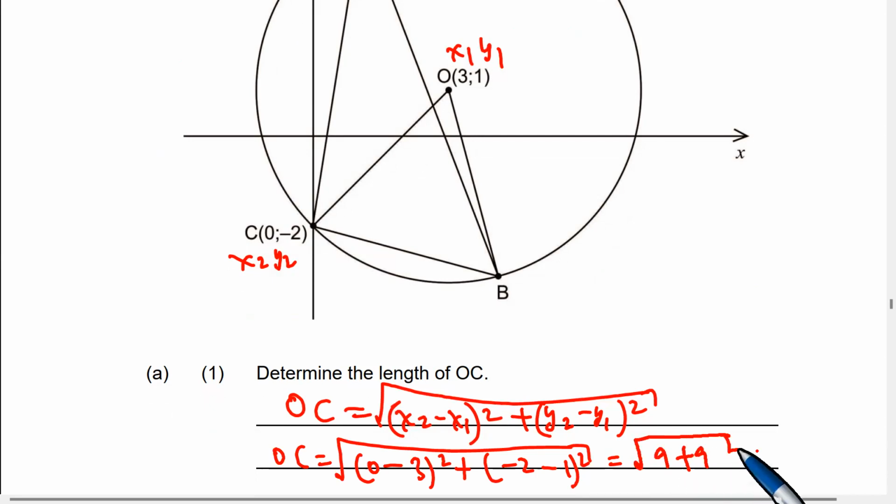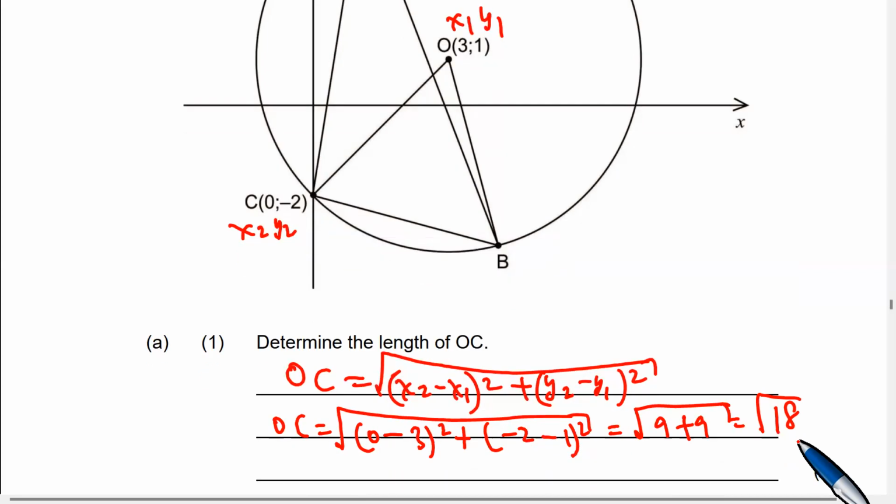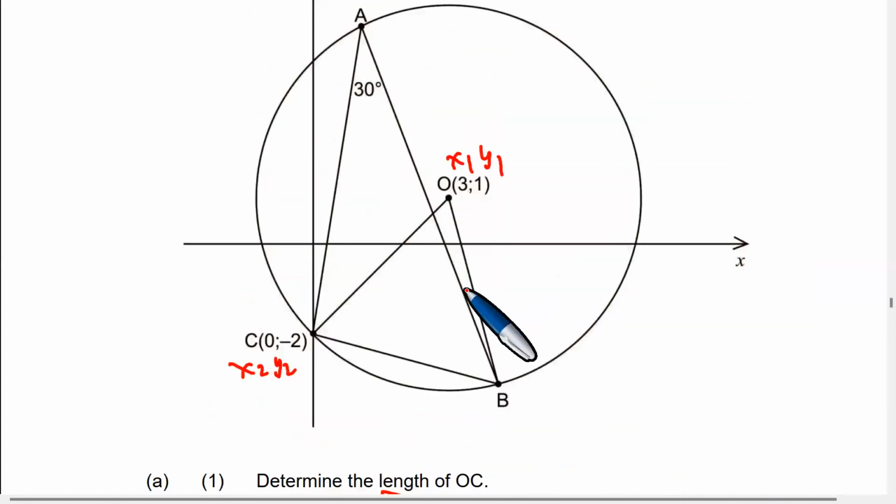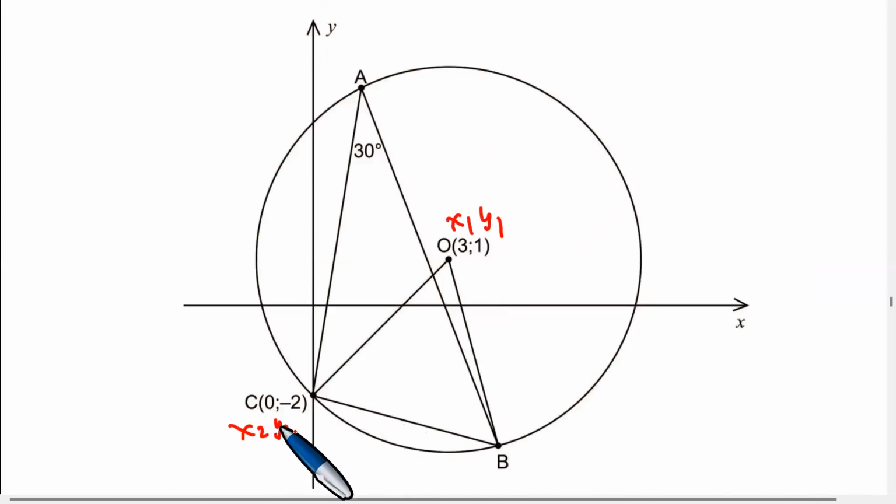9 plus 9. What is 9 plus 9? 18. What is the square root of 18? You can leave it that way. Or you can simplify as follows and say the number 18 is 9 times 2. Square root of 9 is 3, times the square root of 2. You can do that. Okay, so we had to find the length of OC, and we have found the length of OC. Next question.